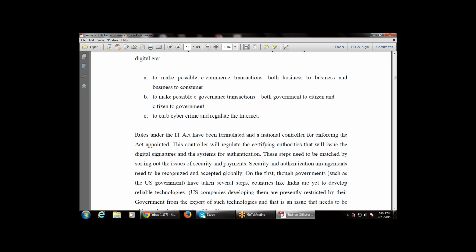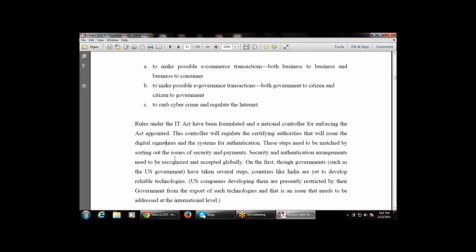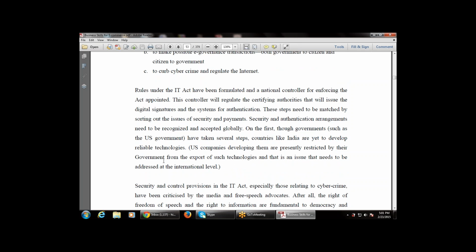Governments such as the US government have taken several steps, while countries like India are yet to develop reliable technology. US companies developing them are presently restricted by their government from the export of such technologies. That is, there are various issues that need to be taken care of by the government to provide reliable technology, either by controlling the export of such technology or at the international level, so that these issues will be resolved and these technologies will be in use for a longer time.